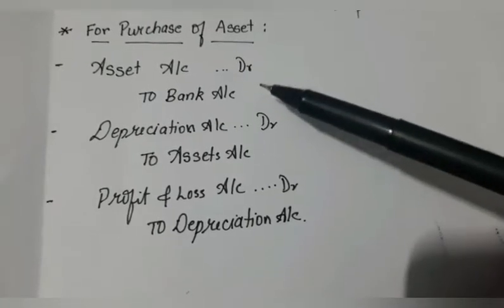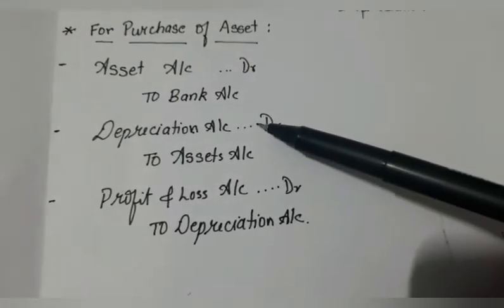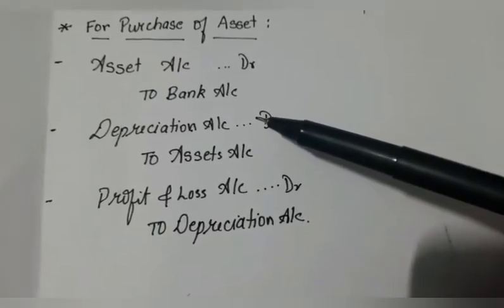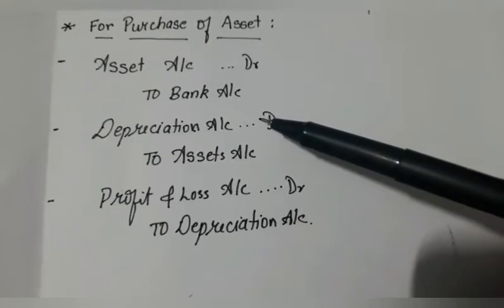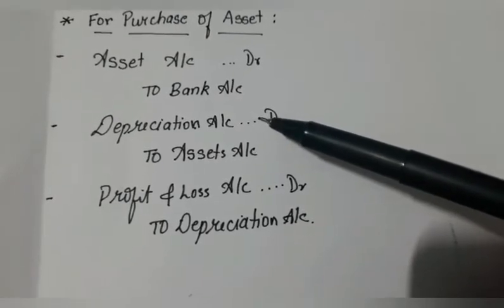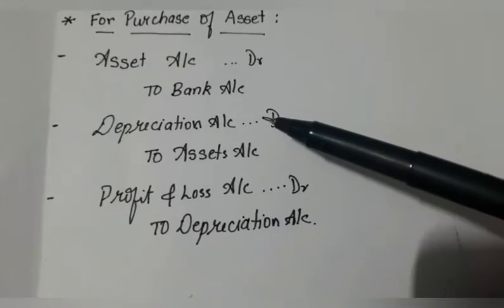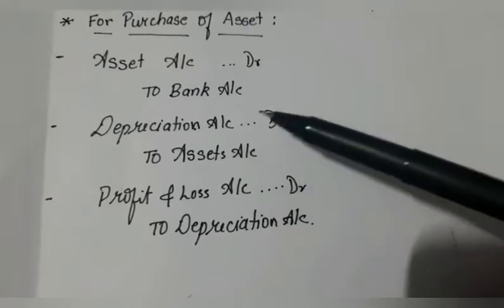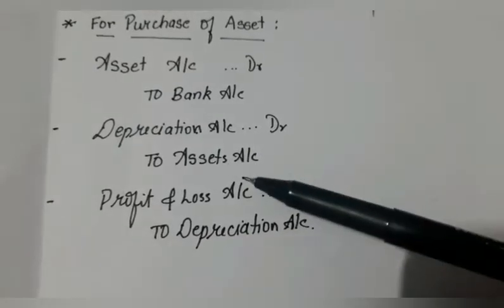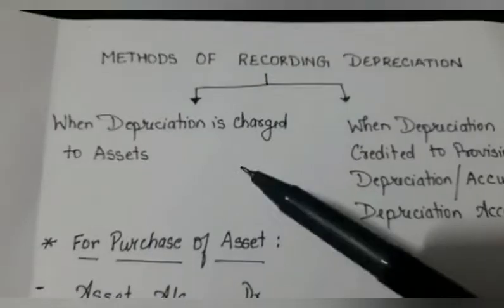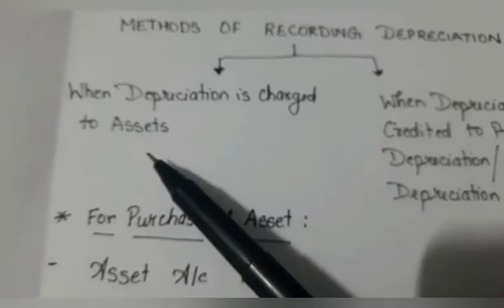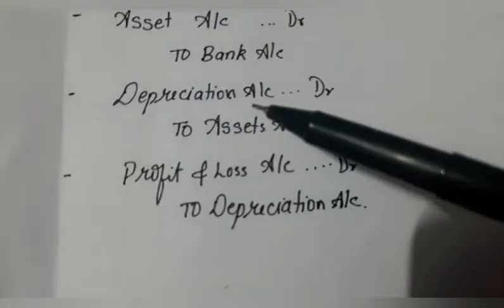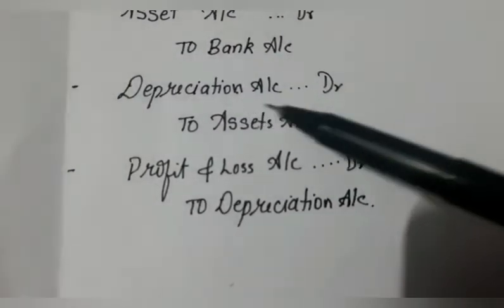Okay, next is at the end of the financial year, it may be 31st March or it may be 31st December. So as per the question you have to decide about the date. At the end of the financial year you will have to charge depreciation on that asset. So what is the journal entry? Depreciation account will be debited to asset account. So this is a case when depreciation is charged to the asset. In that case, this is the journal entry: depreciation will be debited to asset account.